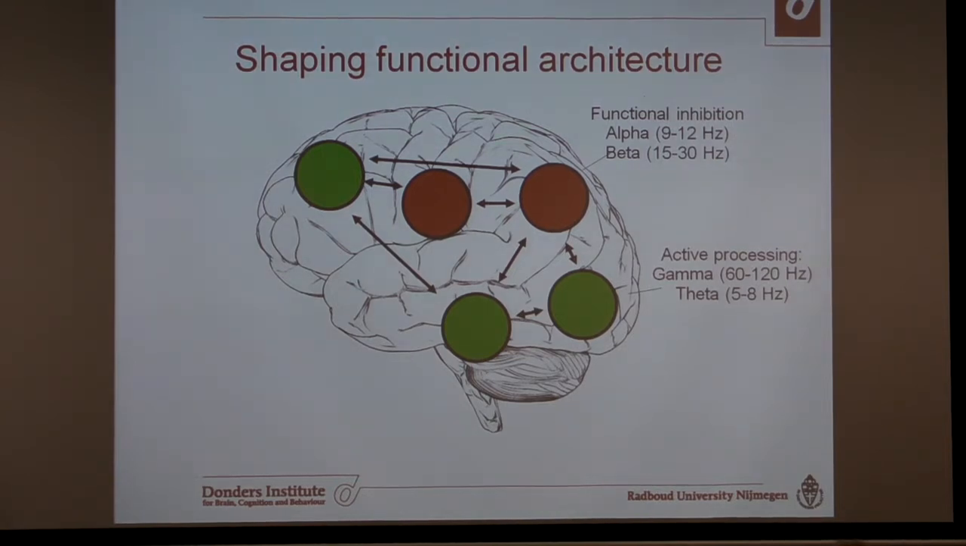But what I'm going to claim here is that alpha is essential. It's not just something sitting there in the background being a nuisance. It's actually essential for optimal brain processing.